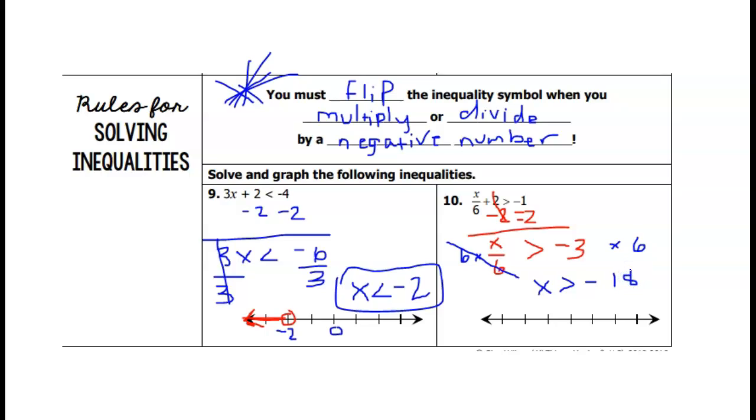On the number line, I'm going to write -18 right here. I'm going to do an open circle on -18, and I'm shading everything to the right because x is greater than.